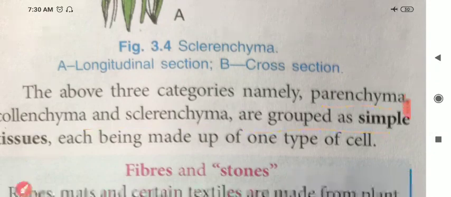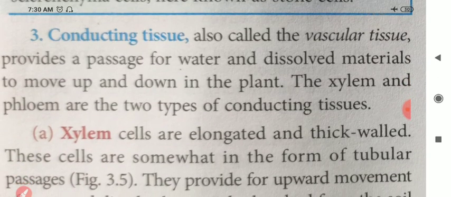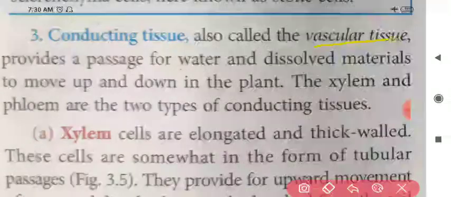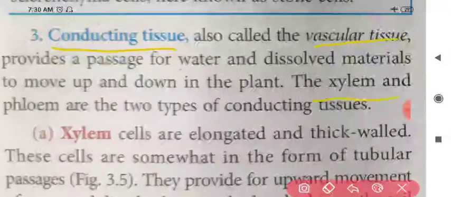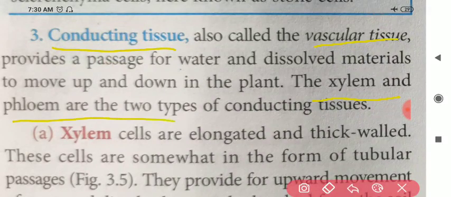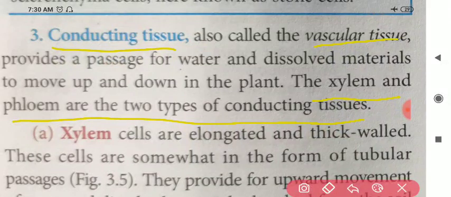Next, my dear students, let us see the next one, conducting tissue. These are called vascular tissue. Please write this heading, conducting tissue or vascular tissue, in your notebook, and then write: the xylem and phloem are the two types of conducting tissues.